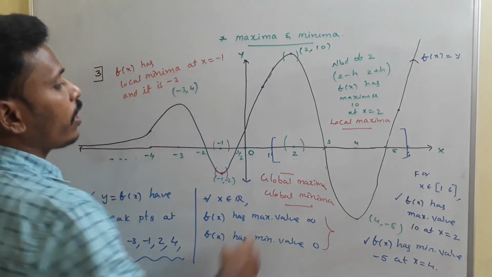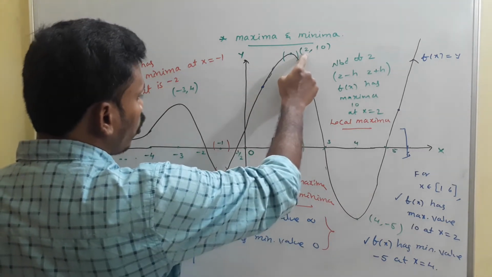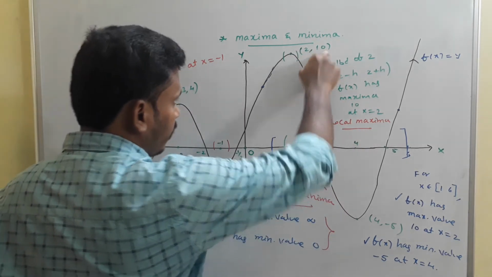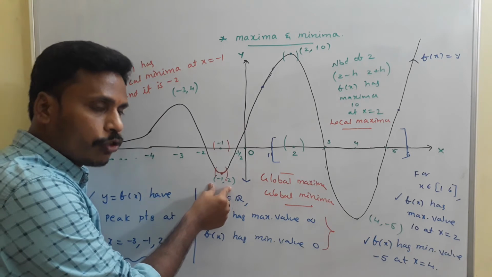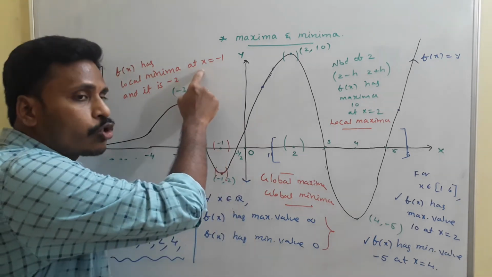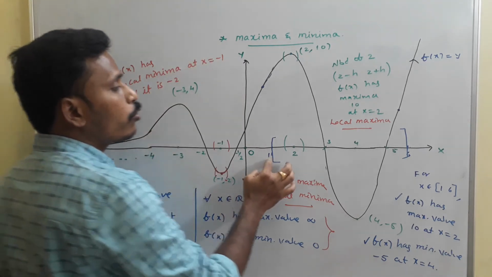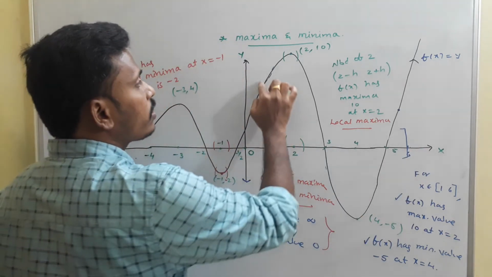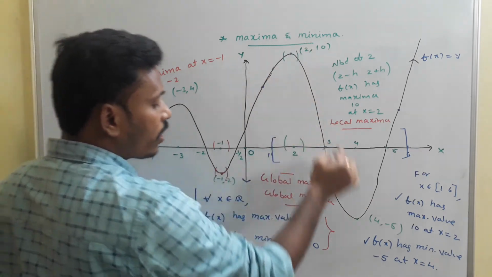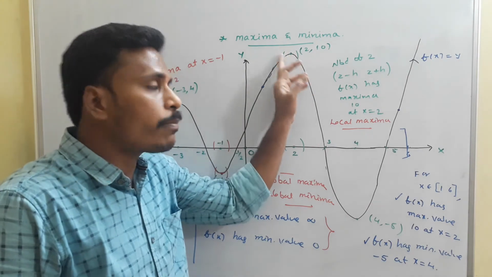Once again, in the neighborhood of 2, the function has maximum value 10 at 2. So local maxima for f of x at x equals 2 and it is 10. In the neighborhood of minus 1, the function f of x has local minima at x equals minus 1 and that minimum value is minus 2. Whereas when you think about the interval 1 to 6, you just trace the graph. This is the upper peak point and this is the lower peak point. At this upper peak point, the function has maxima and that maximum value is 10.